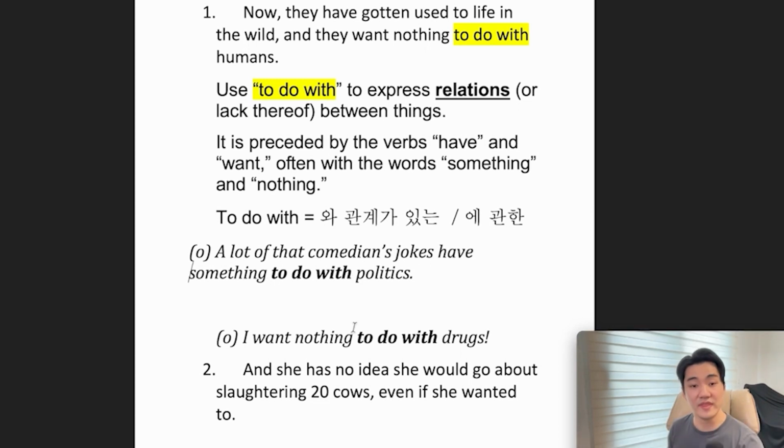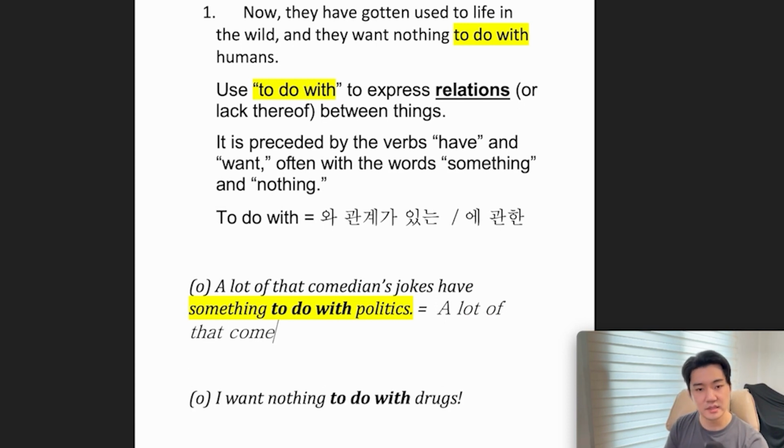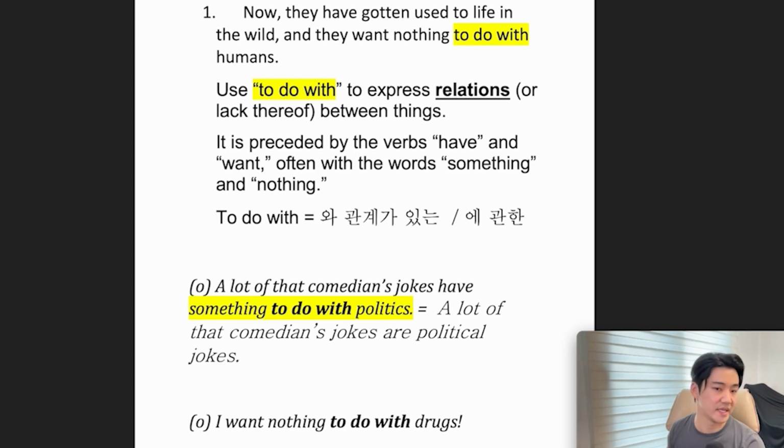alright, a lot of that comedian's jokes have something to do with politics. 그 코미디언의 많은 농담은 정치와 관련이 있다. So, the relation between a comedian and these jokes usually have something to do with politics. He's a political comedian. Basically, what they're saying is that a lot of that comedian's jokes are political jokes. That's basically what they're saying here.